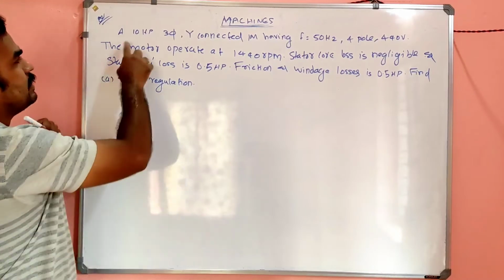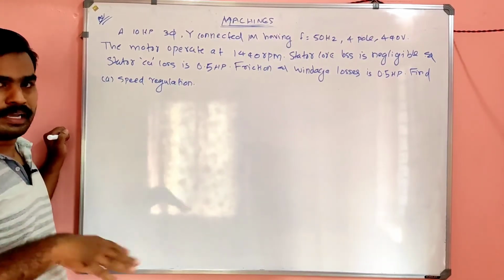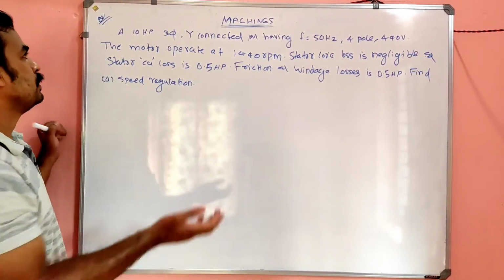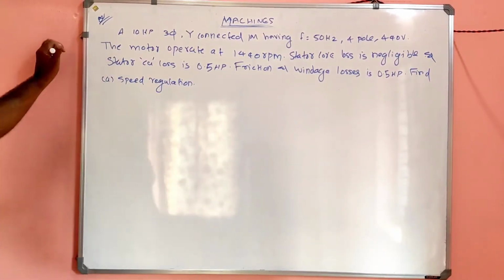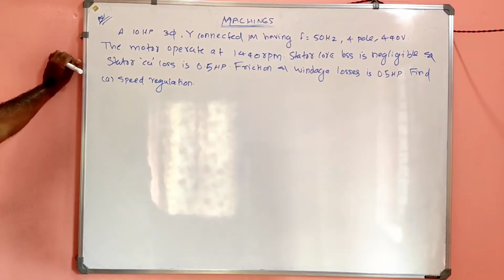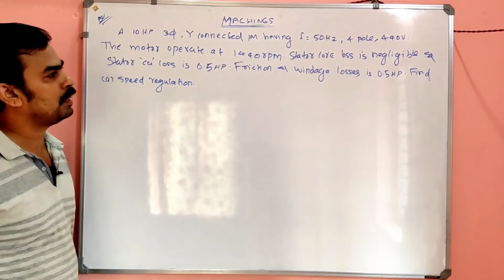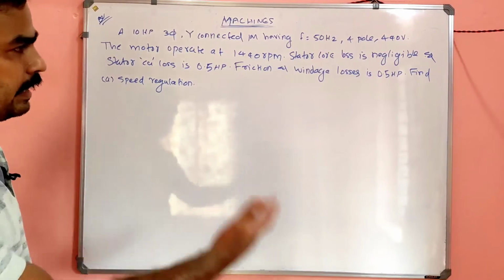See, a 10 HP, the power will be normally in HP or in watt, both can be. So a 10 HP 3-phase star connected induction motor. Star connected induction motor means the stator is star connected, my dears. Induction motor having F is equal to 50 Hertz and 4 pole 440 volt. The motor operated at 1440 RPM. Stator core loss is negligible. And the stator copper loss is 0.5 HP. Friction and windage loss is 0.5 HP.